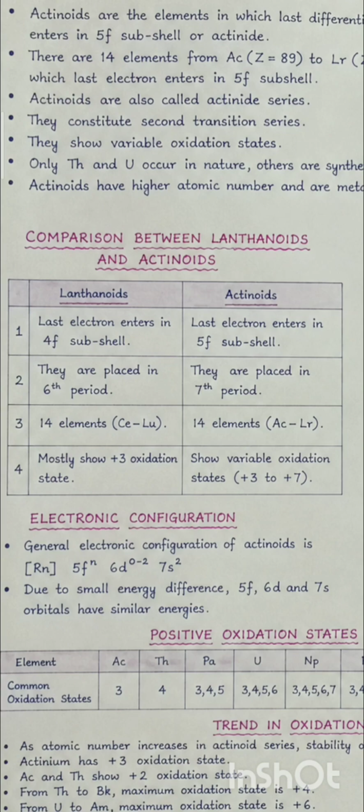General electronic configuration of actinoids: 5f1 to 14, 6d0 to 1, 7s2.